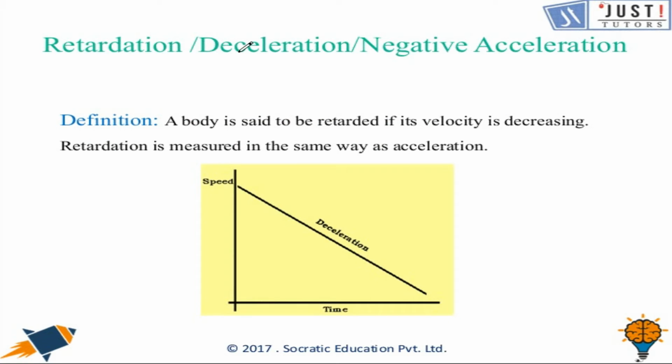It is same as acceleration. In acceleration we say that the speed or the velocity will increase, but retardation is same as acceleration with a negative impact. In this, the velocity or the speed of an object decreases. So we can say a body is said to be retarded if its velocity is decreasing. Retardation is measured in the same way as acceleration but with a negative sign.